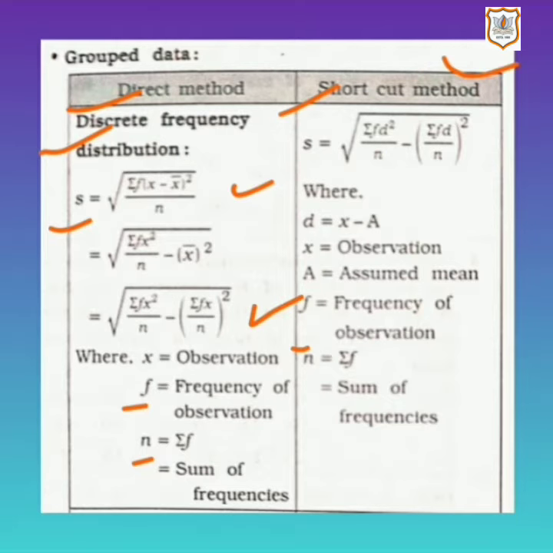Now, shortcut method. The formula of the shortcut method of discrete frequency distribution is: standard deviation equals root sigma f d square upon n minus (sigma f d upon n) the whole square, where d is x minus a, x is observation, a is assumed mean, f is frequency of observation, n is sigma f or the sum of frequencies.